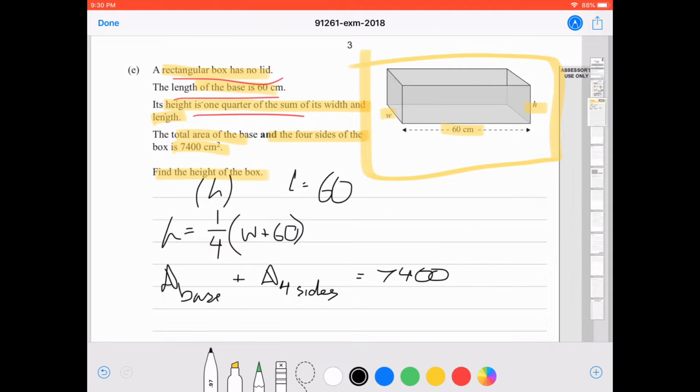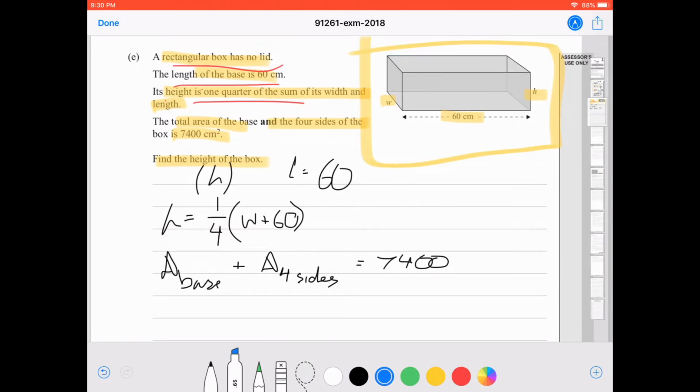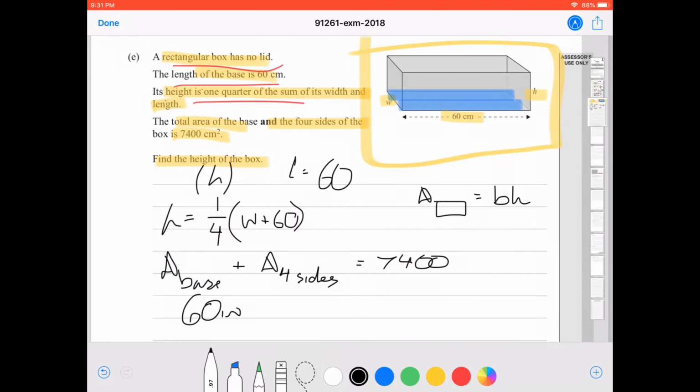So area of the base, and actually let's scroll back up slightly. Area of the base, if I can highlight it, is in here. That's our base. And what are its dimensions? Obviously, area of any four-sided shape is base times height. And so area of the base here is going to be 60 times W. So 60W, let's say. And this is plus.